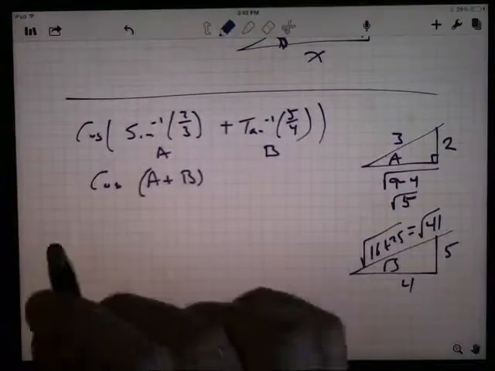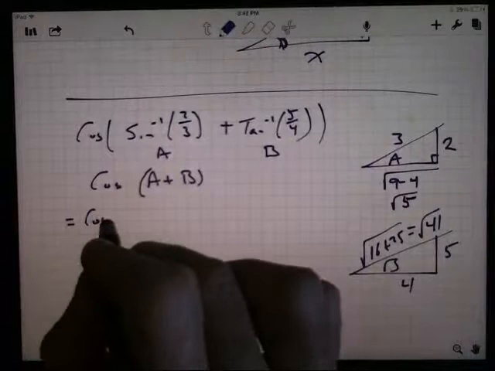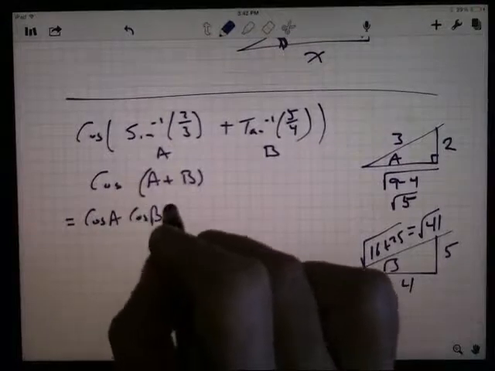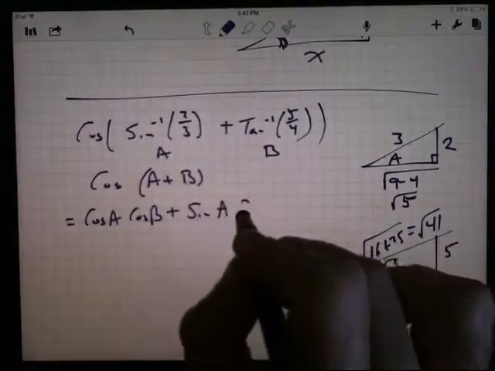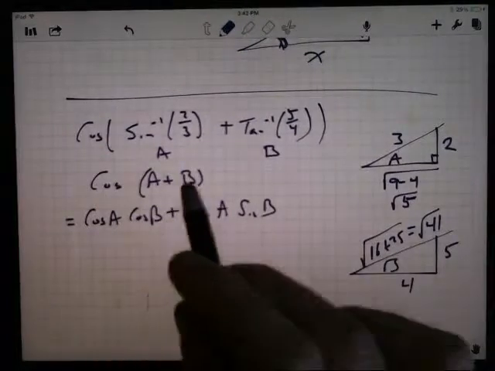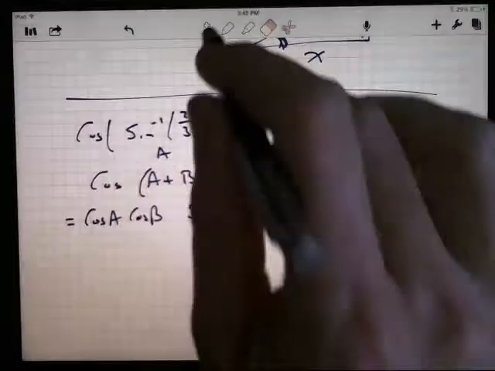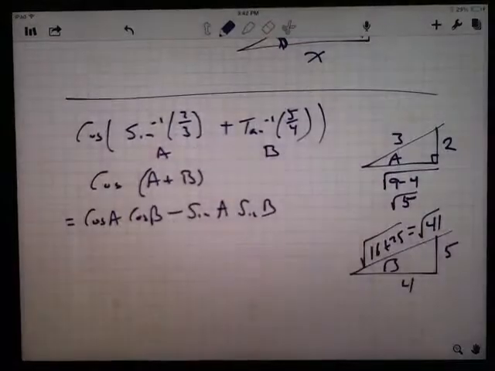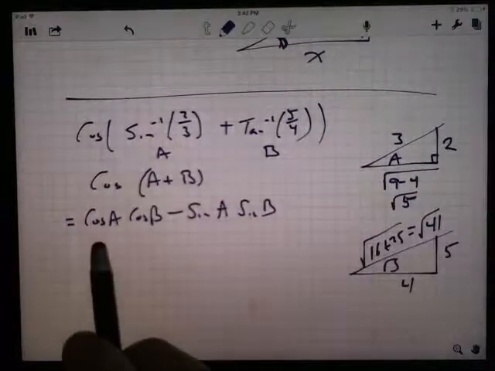And I want the cosine of A plus B. I've got an identity, right? This is the cosine of A times the cosine of B plus the sine of A times the sine of B. No, it's not. There's a minus sign in between. Good.